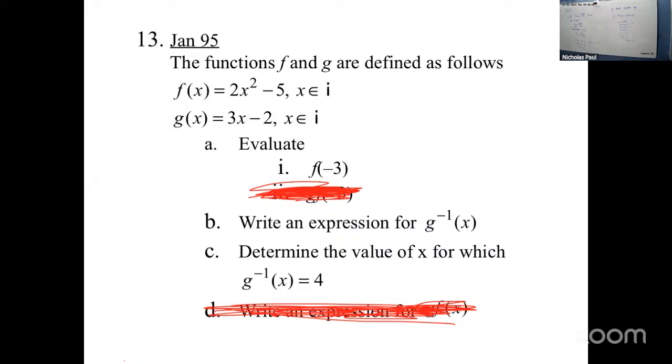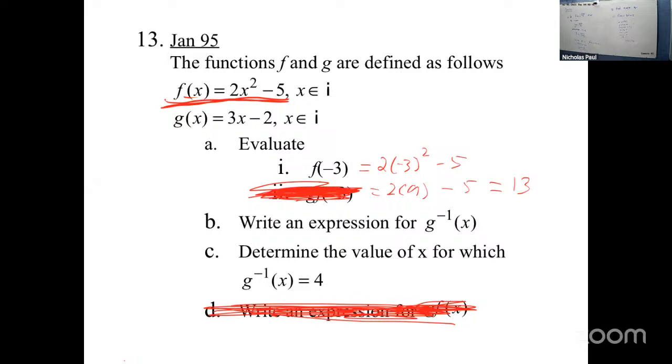Right? You all done with f of minus 3? I can do that fast. So f of minus 3, I'm using this function here. You'll notice you have two functions, f and g, right? So that'll be 2 times minus 3 squared minus 5. So that's 2 times 9 minus 5, 18 minus 5, 13. That's okay? Yeah? Go ahead.